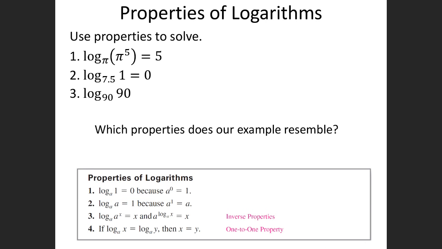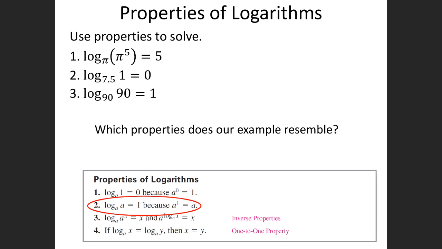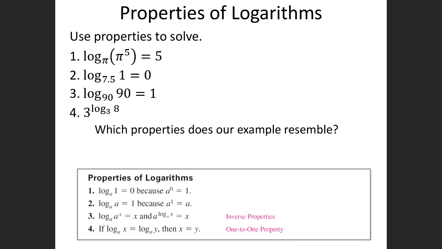All right, how about this one? Log of base 90 to input 90. Okay, so what property is this one? We got the third one again, right? So we don't have an exponent here, but we know that we have an exponent of 1, right? So you can see it here. The log of base a to input a, our answer will always be 1. Okay?